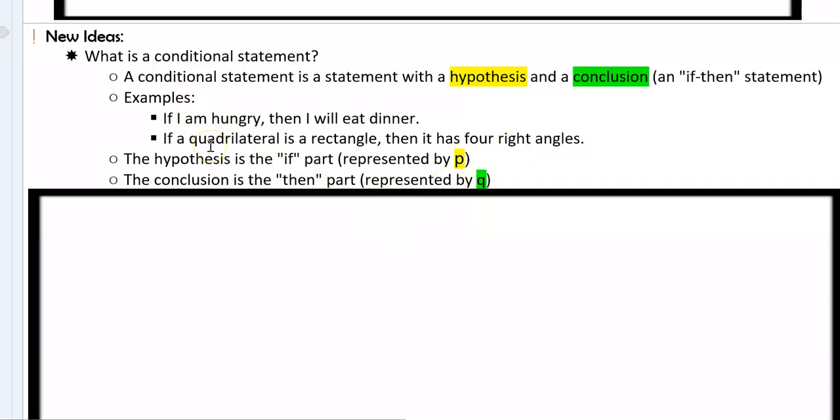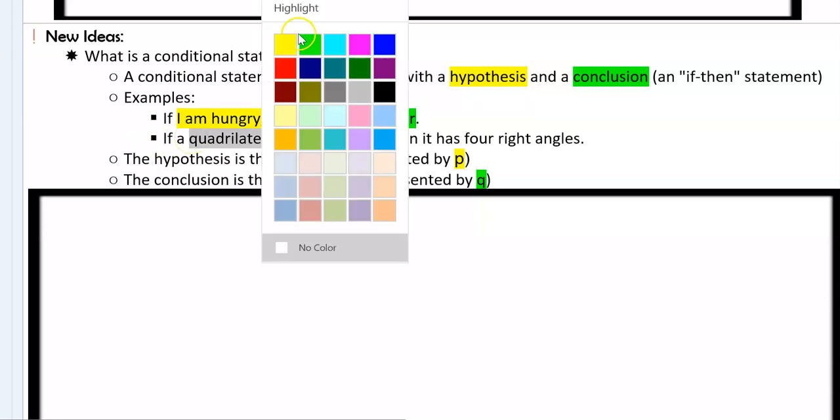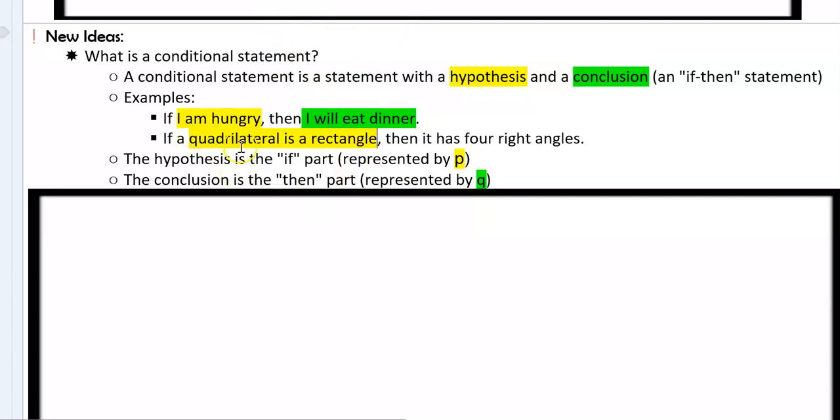So let's look at those two examples and identify the hypothesis and the conclusion. If I am hungry, then I will eat dinner. Well, this part has the if statement, so that must be my hypothesis. So the hypothesis is if I am hungry. The conclusion is the then part, so then I will eat dinner. That is going to be my conclusion. If a quadrilateral is a rectangle, we have the if, so that is the hypothesis. The part after the then is going to be our conclusion.